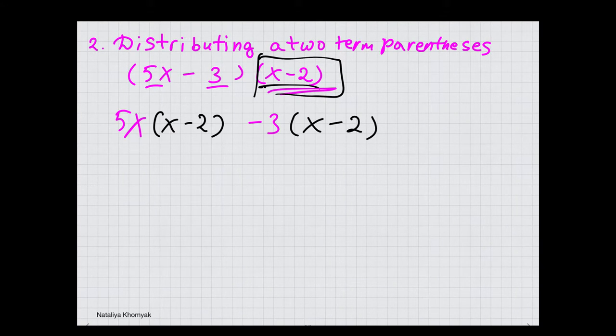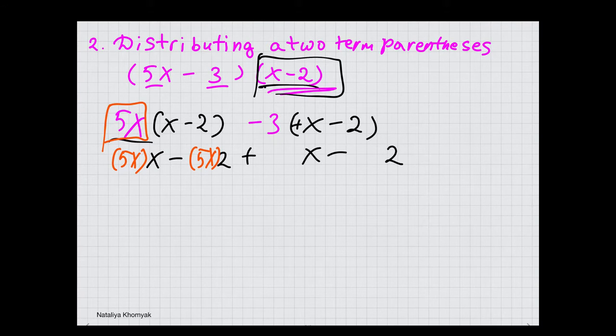And now we just need to distribute this one term into the brackets. So I'm going to copy this parenthesis. We get x minus 2. And I'm going to distribute 5x. So we have 5x. Same goes for the second parenthesis. This is a plus. So we have plus x minus 2, and we're going to distribute this negative 3. I'm just going to simplify signs and rewrite terms as necessary.